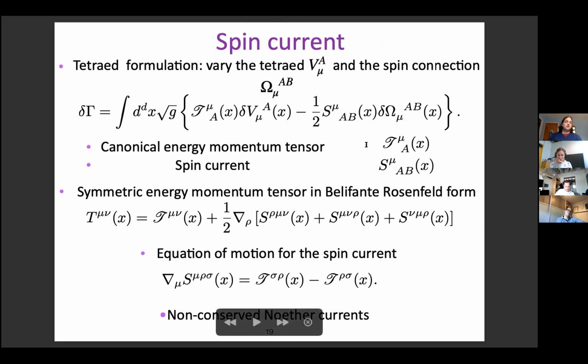So this fancy T is actually the canonical energy momentum tensor that you find in the textbooks. And this other guy, S, is what you call the spin current, which is called sigma in some of the literature. And if you then impose that the spin connection is given by the tetrad, you get the symmetric energy momentum tensor in terms of these other two tensors defined here. So the symmetric energy momentum tensor is the canonical one plus the gradient of the spin tensor. And this is what people found in the early 70s as the Belinfante-Rosenfeld form of the energy momentum tensor, so how from the canonical one you can get the symmetric one.